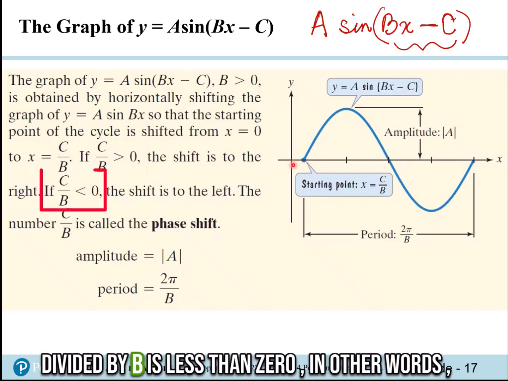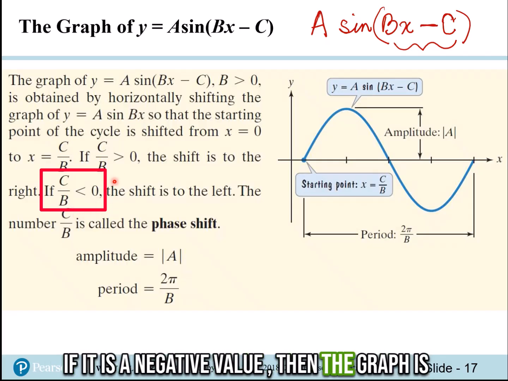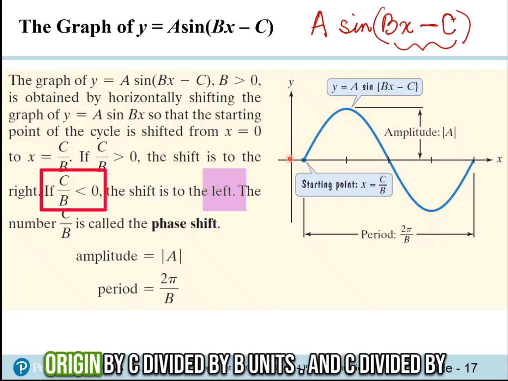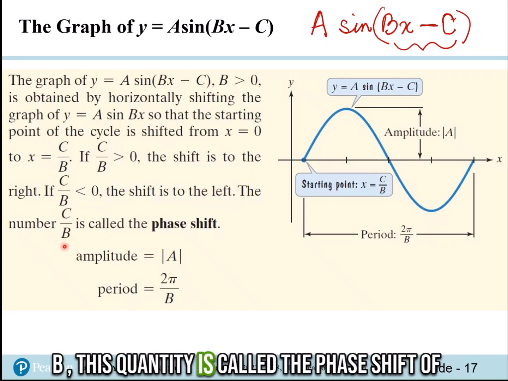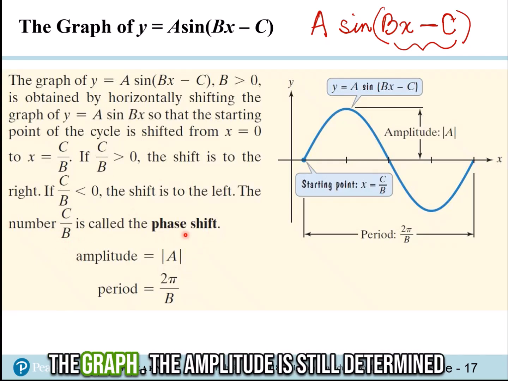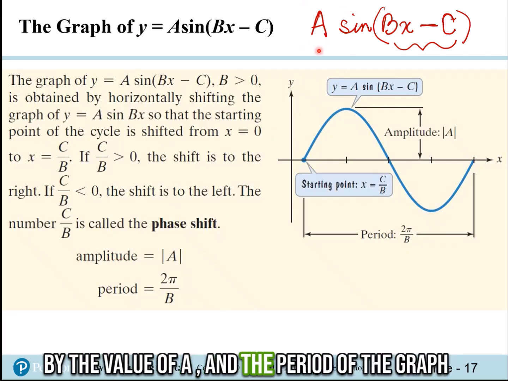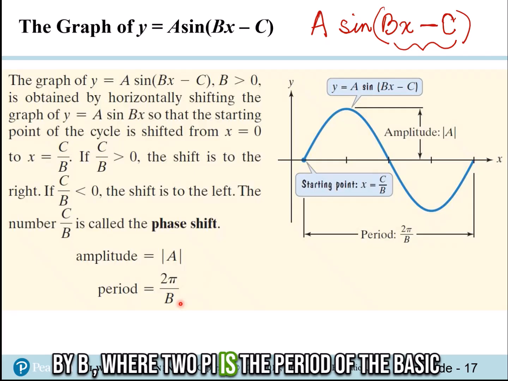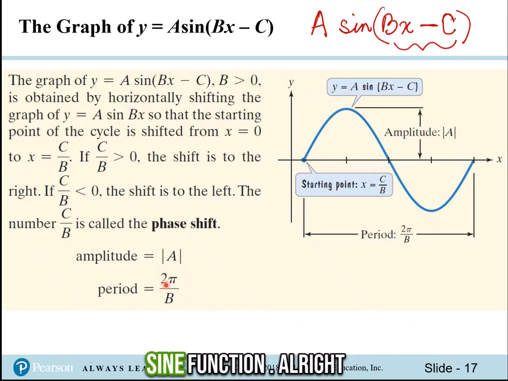If c divided by b is less than 0, in other words, if it is a negative value, then the graph is going to slide to the left of the point of origin by c divided by b units. And c divided by b, this quantity, is called the phase shift of the graph. The amplitude is still determined by the value of a, and the period of the graph is calculated using the formula 2 pi divided by b, where 2 pi is the period of the basic sine function.